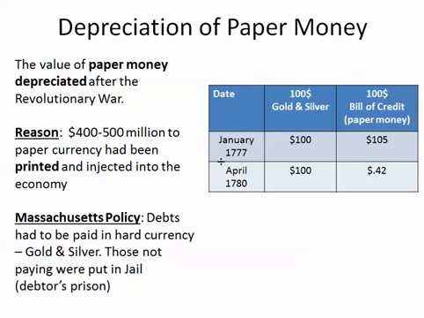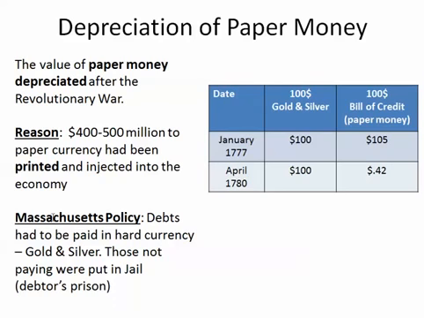So if we look at this little chart over here, $100 in gold and silver in January 1777 was equivalent to $105 in paper money. So that's pretty good. But only a few years later, in April 1780, that $100 worth of gold and silver, what we called hard currency, in paper money or bills of credit was only worth 42 cents. So less than half the value. That's how much it had depreciated over that short period of time after the American Revolutionary War. So this is going to cause a bad economy in Massachusetts.